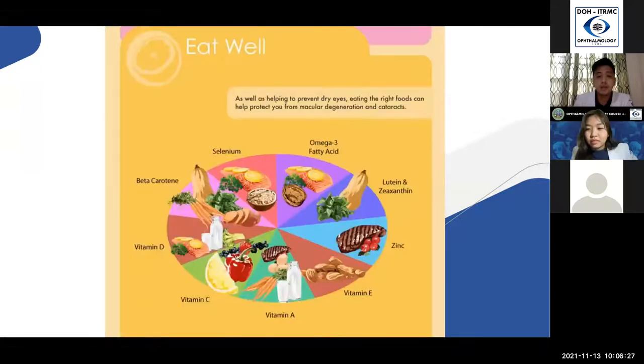And then for foods, actually there are many that can help our eyes. These are listed here to help us protect from macular degeneration and delaying the cataract. So sardines, rich in omega-3 fatty acids. So the vitamins that are prescribed, that you buy, we can actually also get from the foods that are listed here.